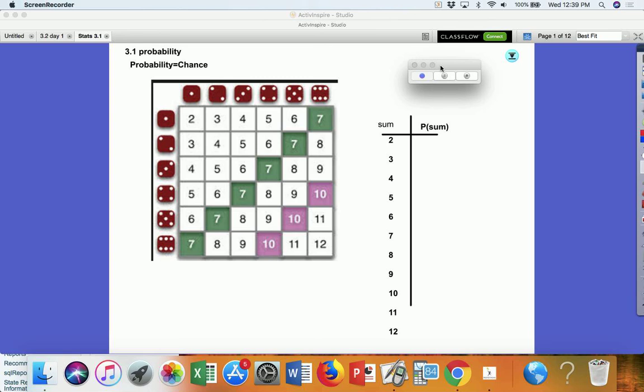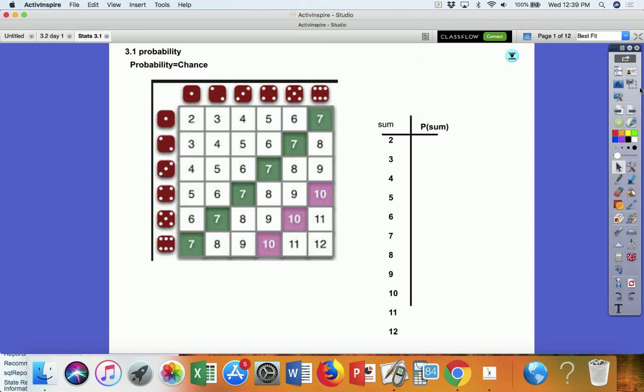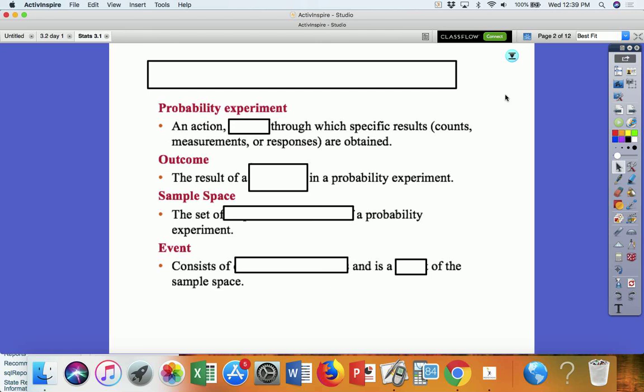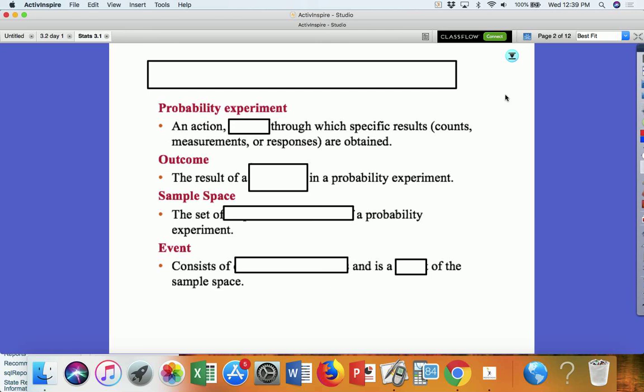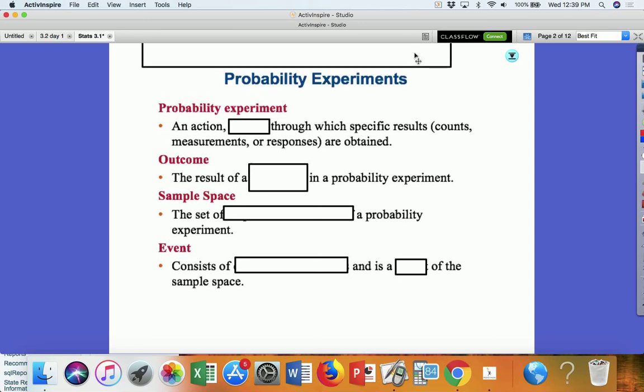Okay, so let's start on the next page here. Let's talk about some terminology, and we can relate it a little bit to our heads and tails situation that we were doing. Okay, so real important. We're going to talk about probability experiments. So the probability experiment that we just did is we flipped two coins at the same time. Wow, right? Okay. So what is a probability experiment?